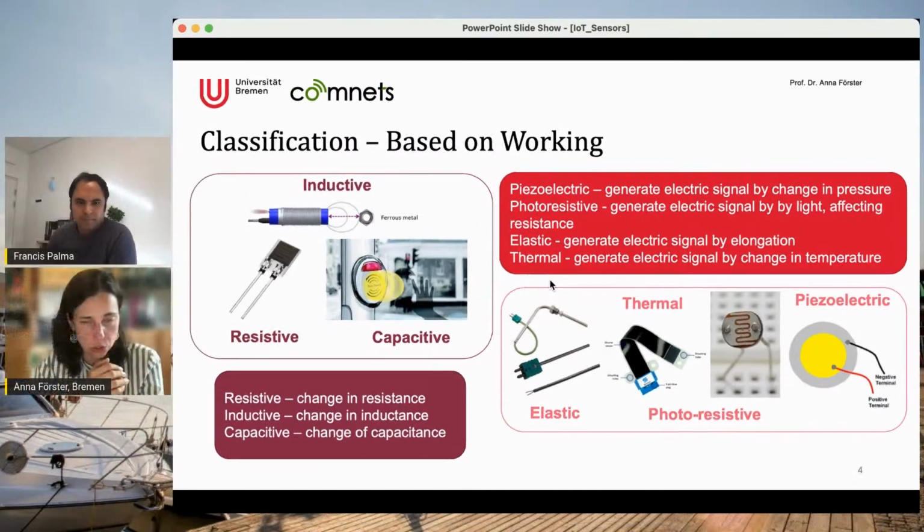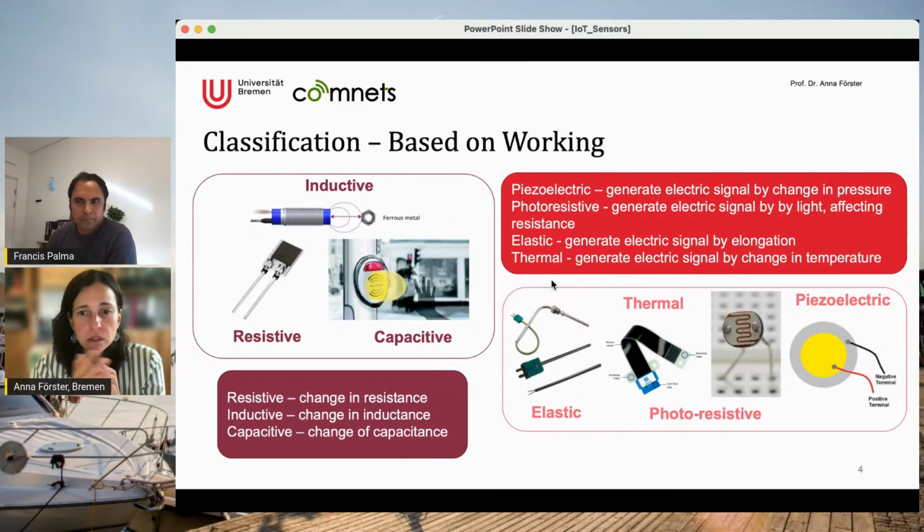as opposed to the resistive, inductive, and capacitive, where the whole chain is actually changed. Elastic, thermal, and photoresistive work pretty much on the same principle. Photoresistive is when light is changing and creating an electric signal. You can measure this electric signal. The same is for thermal and for elastic. So as you can see, there are many ways the sensors can work.